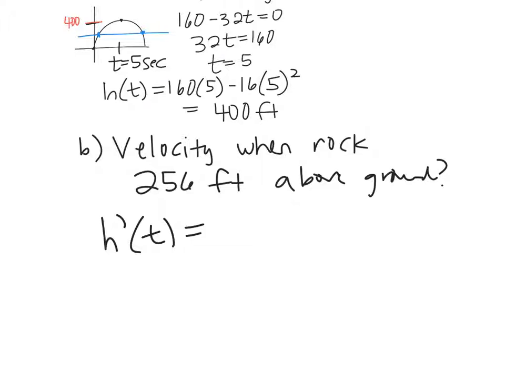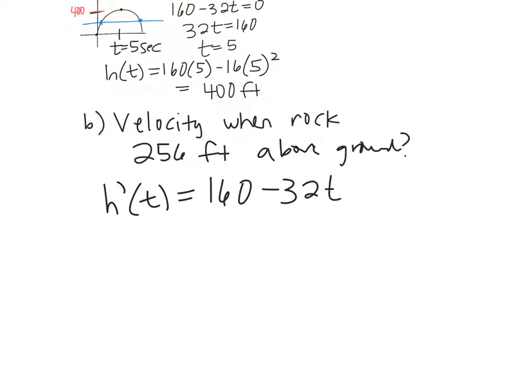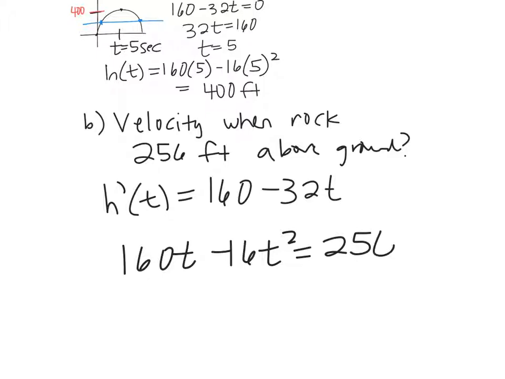160 minus 32t? Okay. So if I want to find it at 256 feet, I can't plug 256 in here. I have to find the time. So now we have to set the equation equal to 256 and find out what time. Not the h prime, not the velocity equation, but your original equation. So the original equation is 160t minus 16t squared, and we have to set that equal to 256.